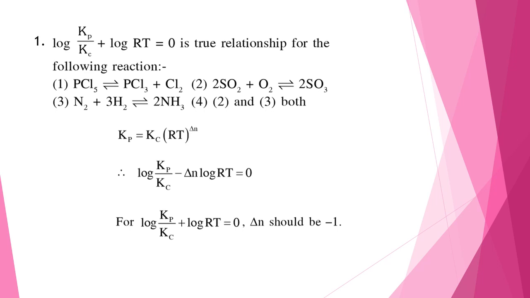That means that delta n should be equal to minus 1. So the correct answer here will be the option in which the delta n is minus 1. So delta n is minus 1 in option 2. So the correct answer is option 2.